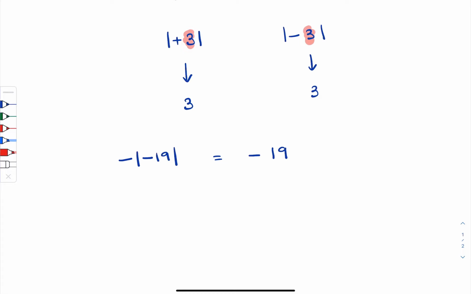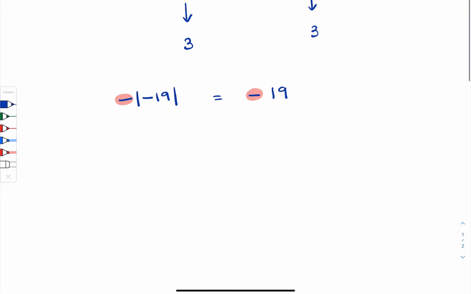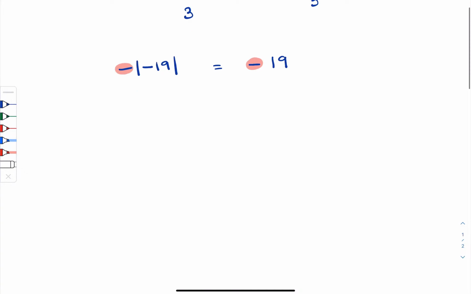Notice carefully, this negative sign is this negative sign, so nothing happens there, because that negative sign is outside the vertical lines. What got taken care of was this negative sign. That's the one that got dropped. So really all you have is this 19, which is what emerged from that operation. Let's take a look at another example.